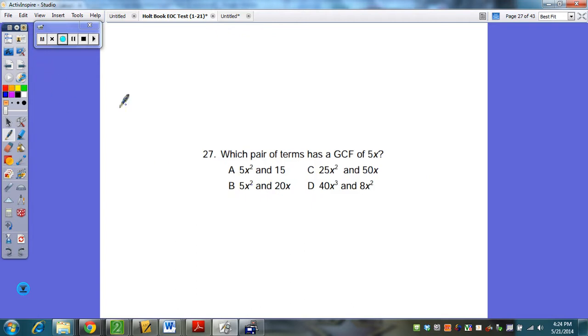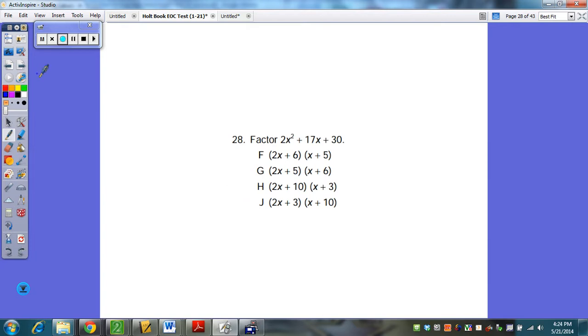Which has a GCF of 5x. Both terms need to have at least x in them, so I can rule out this one right here. All right. GCF of 25x squared and 50x is 25x. 5x squared and 20x is 5x. 4x cubed and x squared is going to be 8x squared. So my answer is B. That shouldn't be too difficult for us.